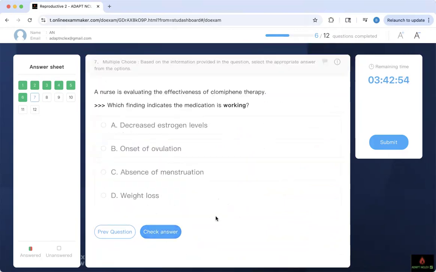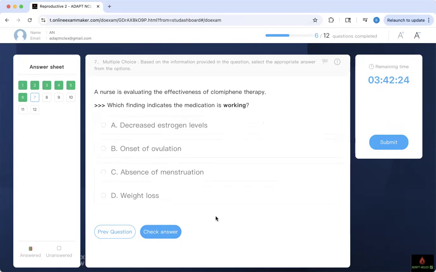And this is evaluating the effectiveness of clomiphene therapy: which finding indicates the medication is working? You have to know what clomiphene is. Decreased estrogen level, onset of ovulation, absence of menstruation, and weight loss. If you watch the previous reproductive question number one in the other video, which I will link, we talk about clomiphene. You use it to what? What do you think? Pick your answer choice.